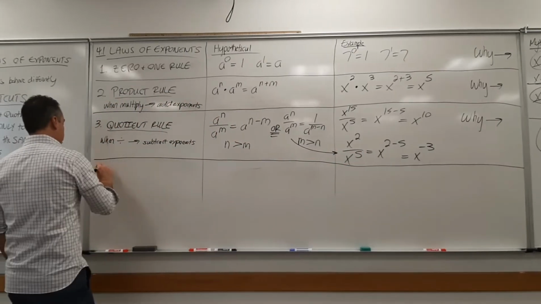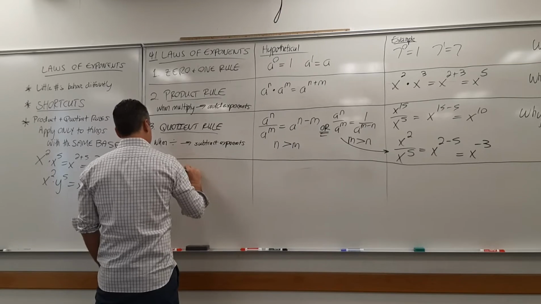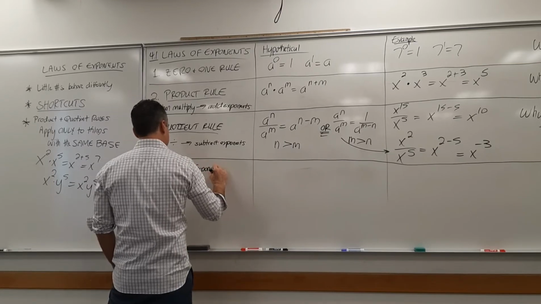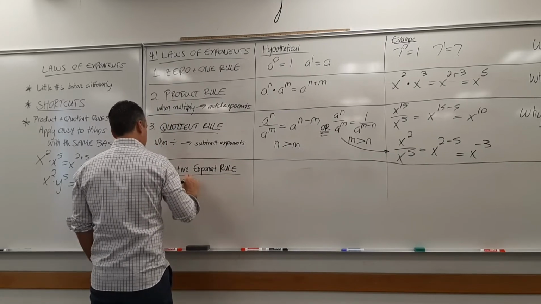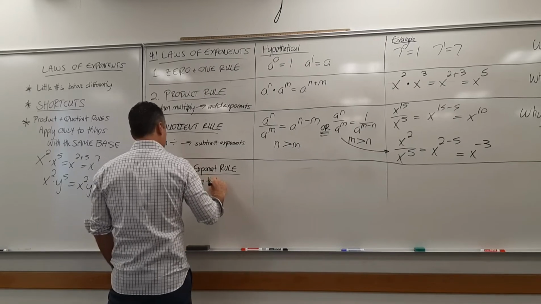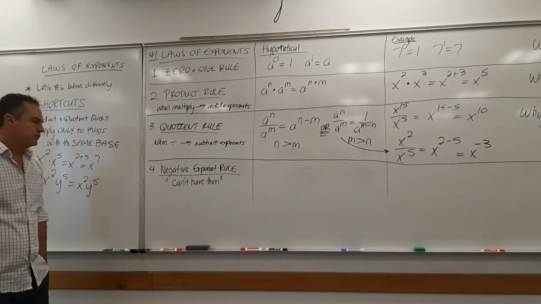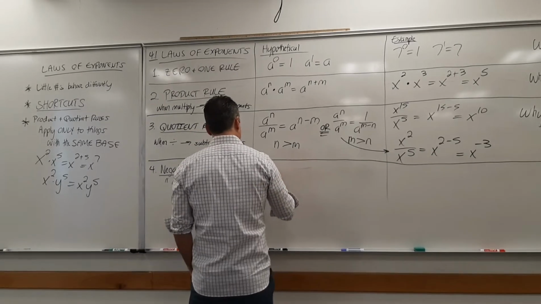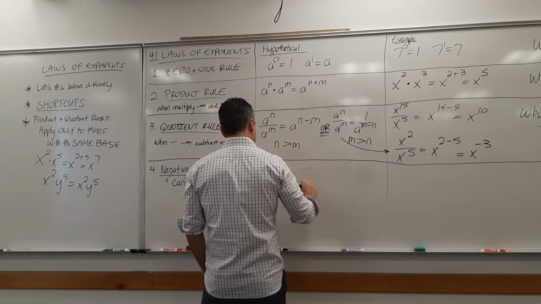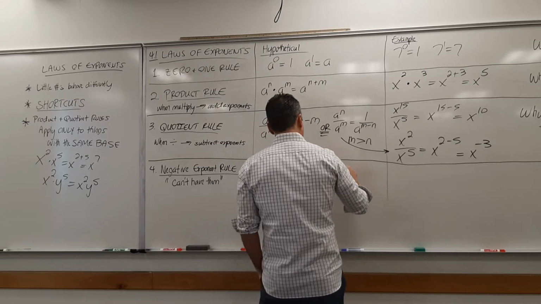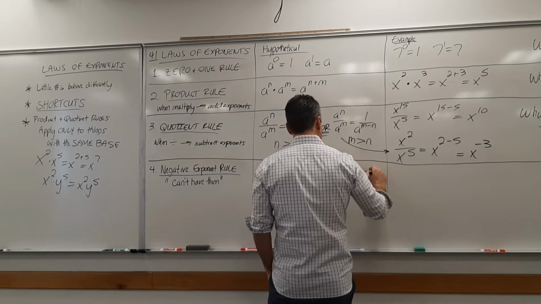So our last law that we're going to learn in section 4.1 is what we call the negative exponent rule. The negative exponent rule simply says we can't have them. Negative exponents are not considered simplified, and so we've got to get rid of them. The rule says that a to the negative n equals 1 over a to the positive n, and 1 over a to the negative m equals a to the positive m, okay?